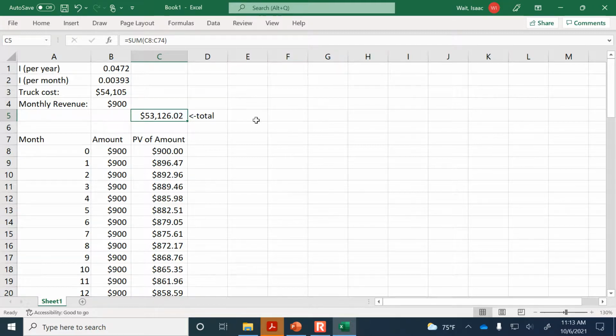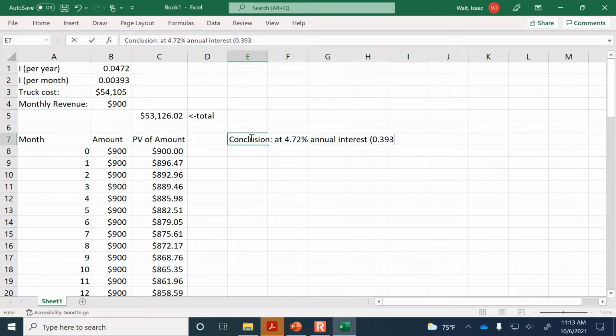Okay, so let's just put a little conclusion here. Conclusion: at 4.72% annual interest, that was 0.393% per month, the truck purchase is not profitable. Don't buy it, even though it has leather seats. All right, so that's at 4.72%.